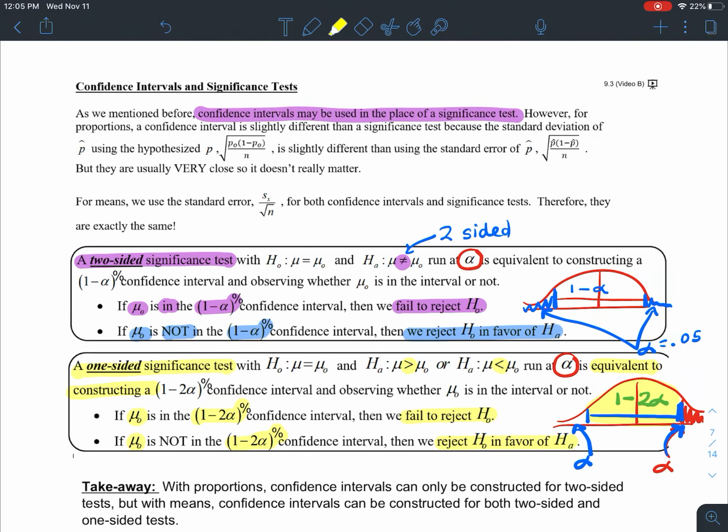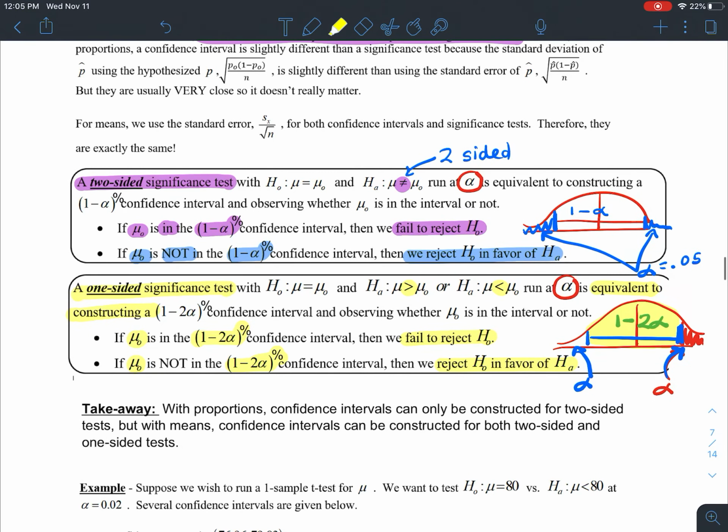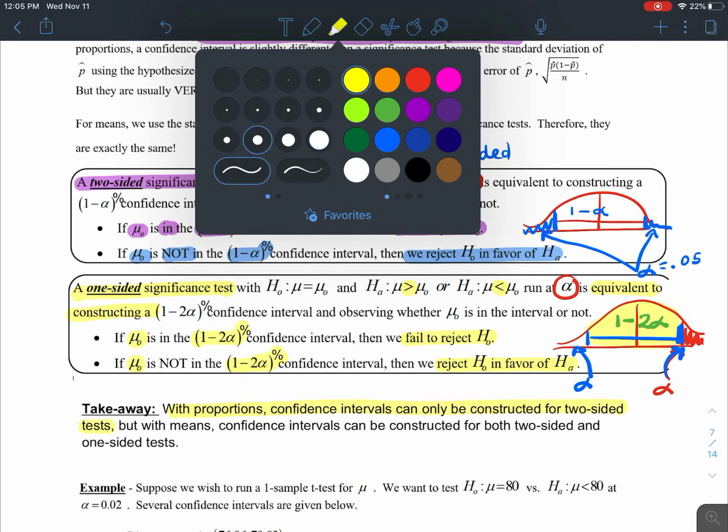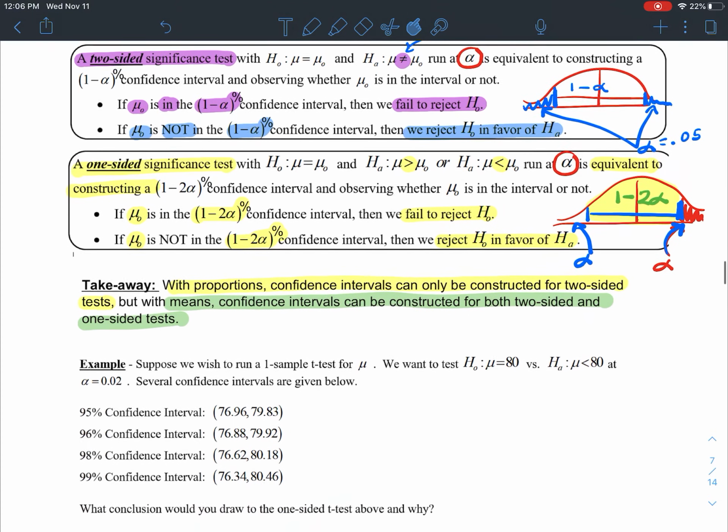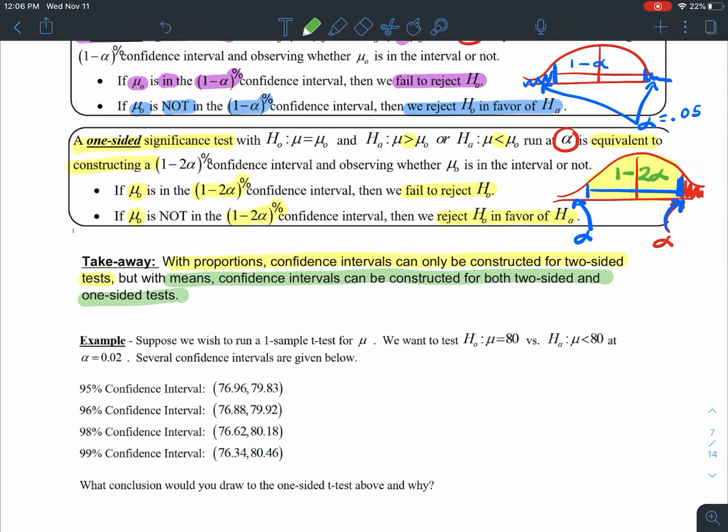Okay, so essentially, here's what our takeaway is on this. With proportions, the confidence intervals can only be constructed for two-sided tests, but with a mean, they can be constructed for both two-sided and one-sided. Okay, so just want to look at a small example here. I know that this concept is a little bit confusing.